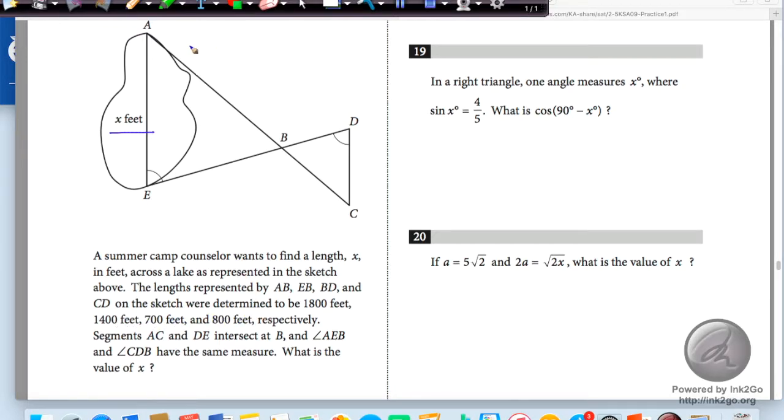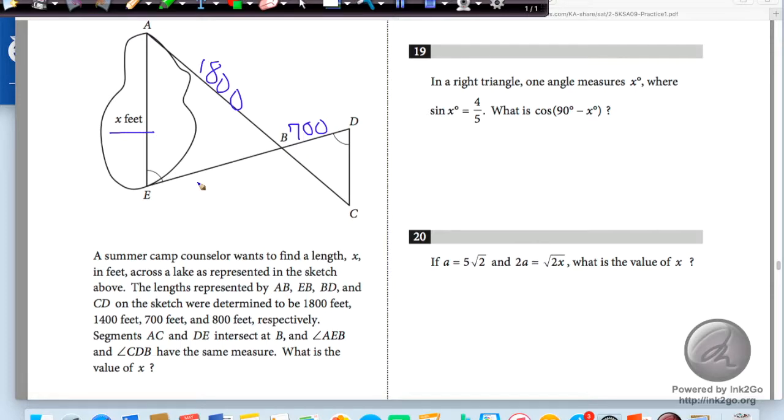So very quickly, remember, respectively is referring to the same sequential order. So AB is going to be 1,800, EB is going to be 1,400, BD is going to be 700, and CD is going to be 800. So I'm going to fill that in now, that way we can have everything that we need. Okay, so AB is going to be 1,800, and I know BD is going to be 700.